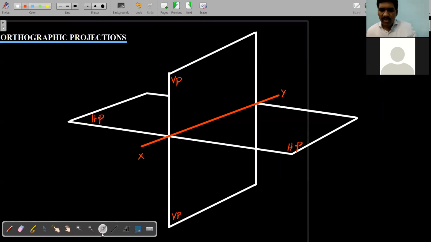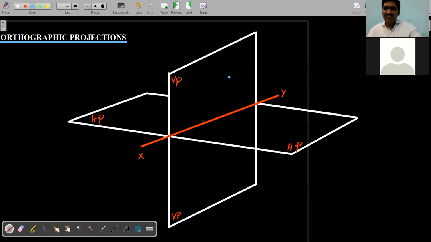Okay, so the things are finally vertical plane, horizontal plane, xy line. The place at which the vertical plane and horizontal plane meet each other is always called the xy line. Now initially I am taking a point which is in the first quadrant.